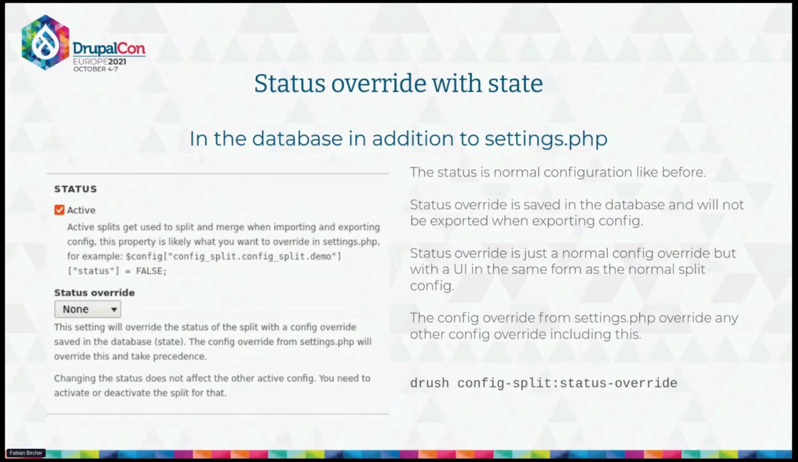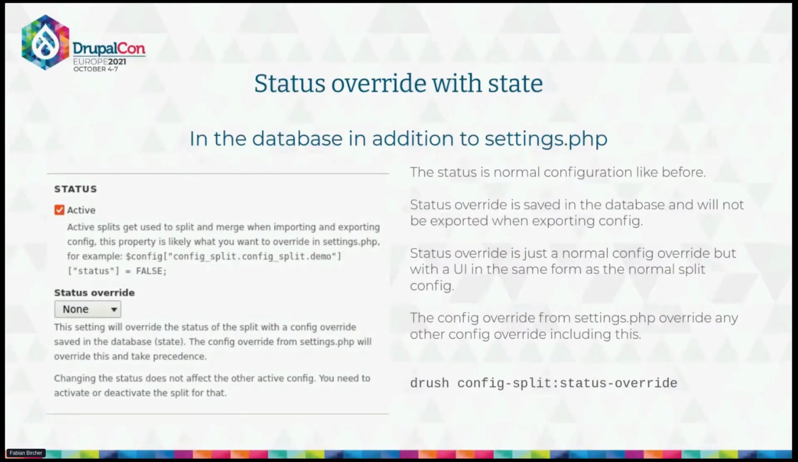So you know the normal configuration entities. They can have a status. They can be active or inactive. With config split, this is very important because you can have a split but not be active. And it means when we import the configuration, the split configuration is not imported and also not exported. So it doesn't participate in this magic splitting when it's not active.